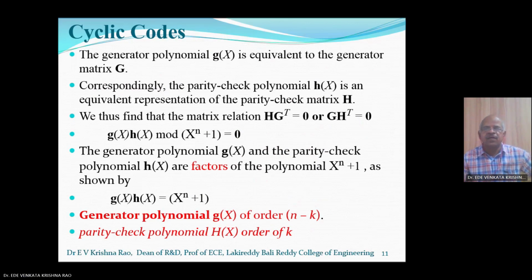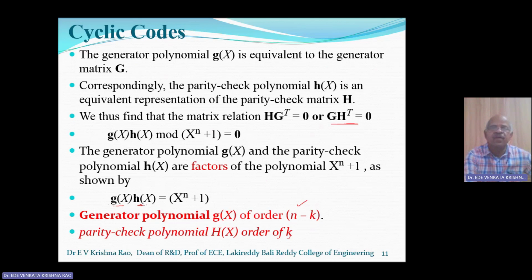Now, as we said, the generator polynomial is of order n minus k, and it is a factor of the polynomial x power n plus 1. This is like g of x into h of x, where h of x is taken as the parity check polynomial. Whenever the generator polynomial is of n minus kth order, obviously h of x, the parity check polynomial, becomes kth order. To verify this, we need to verify the condition G H transpose is 0. So this is the relation.